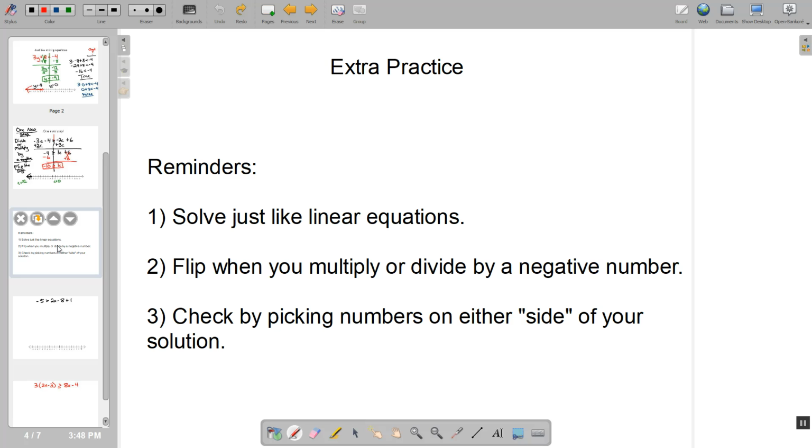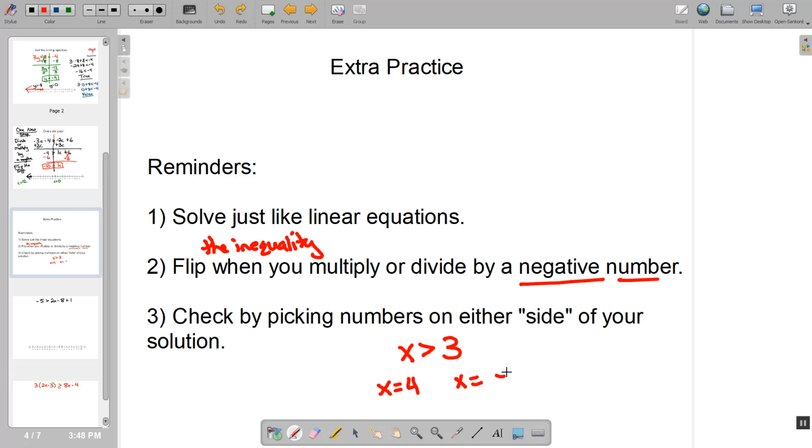The second step, you have to remember that you must flip the inequality when you multiply or divide by a negative number. And you check by picking numbers on either side of your solution. So if it's x is greater than 3, you could pick x equals 4 and x equals negative 6, because they're on opposite sides of the solution set, and see if it makes true and false statements.